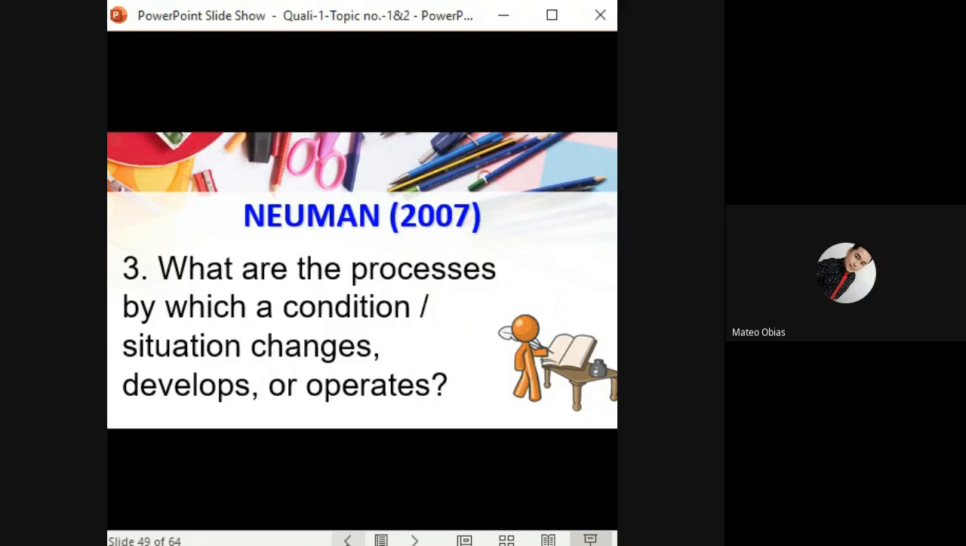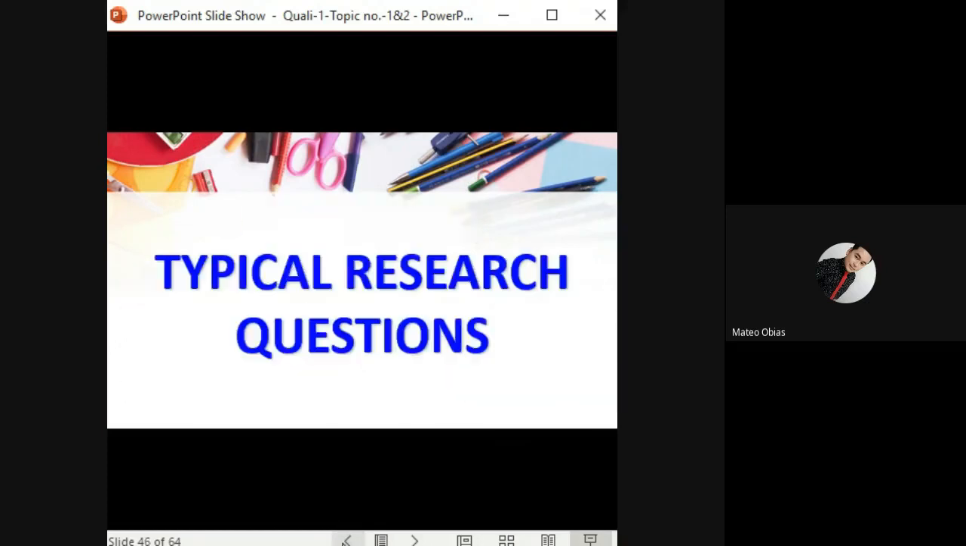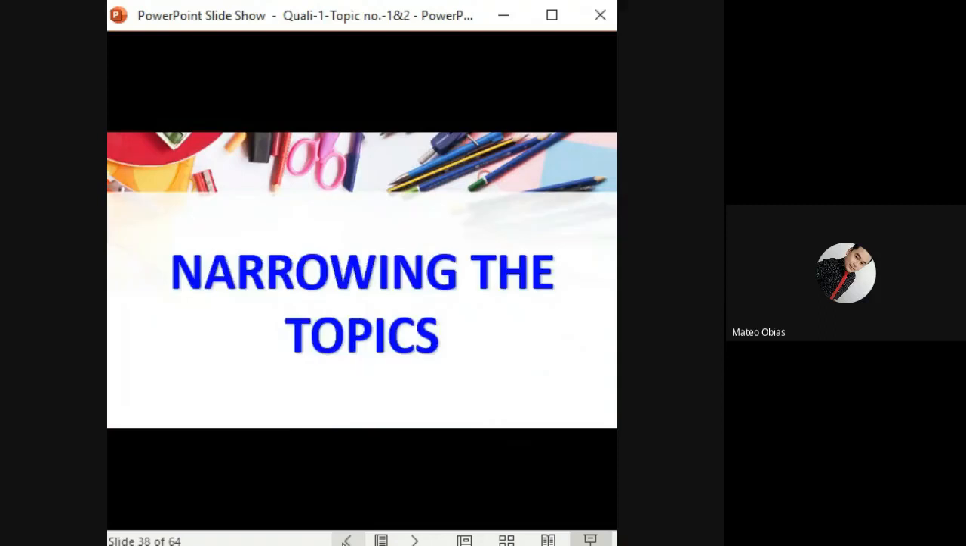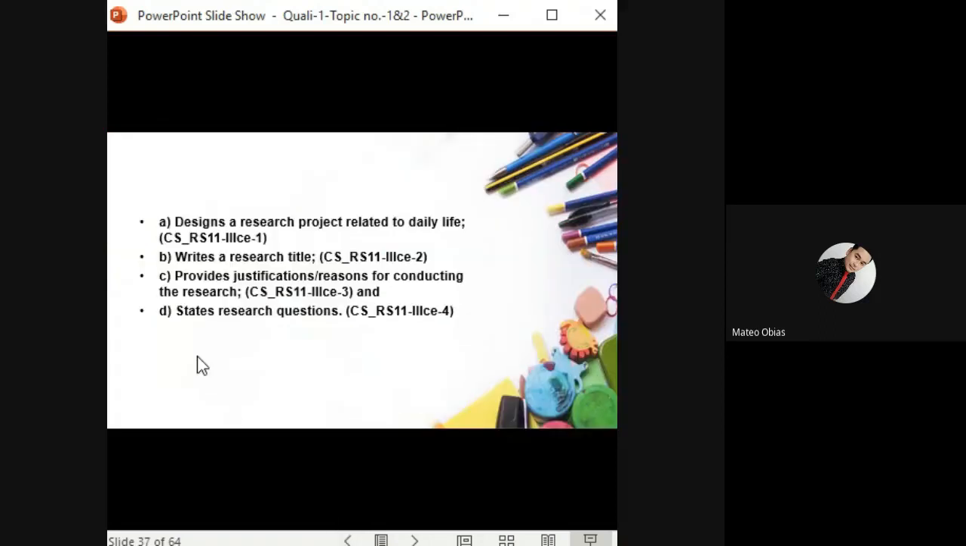Okay? So aside from that, balikan nga natin yung ating MELPs. So kanina, sabi natin, pinag-aralan natin to. So provide justifications. So what I'm expecting is you can now at least write a research title. Okay, so provide justification or reasons for conducting the research. Okay, so what are the factors that justify conduct of qualitative research?